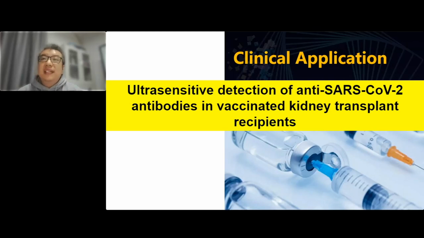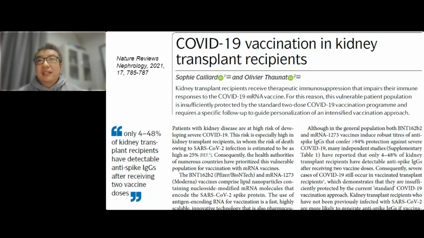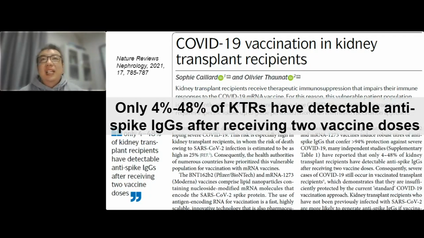So why are we interested in this particular group of patients? Because for this group of patients, once they are injected with vaccines, like two standard vaccine doses, only 4% to 48% of the kidney transplant recipients have detectable antibodies, either IgG or IgM, which means the conversion rate is much lower than the normal group of people.